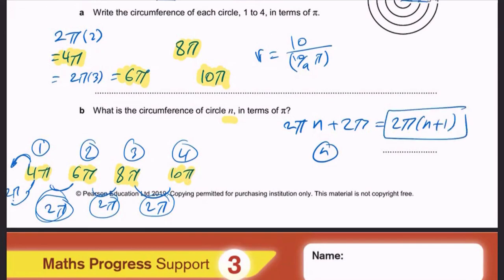يبقى ده إيه؟ ده الـ nth circle. أي سيركل بقى، لو سيركل نمبر 10 انت تقدر تحسبها. شيل الـ n وحط 10. سيركل نمبر 100 شيل الـ n وحط 100. اوكي؟ ماشي؟ وهي واضحة حتى.